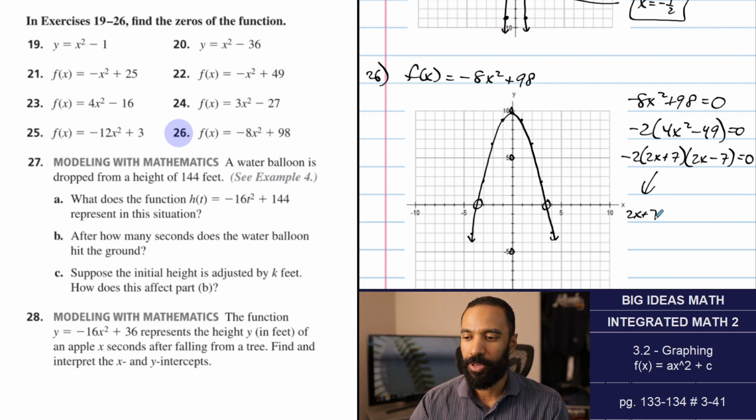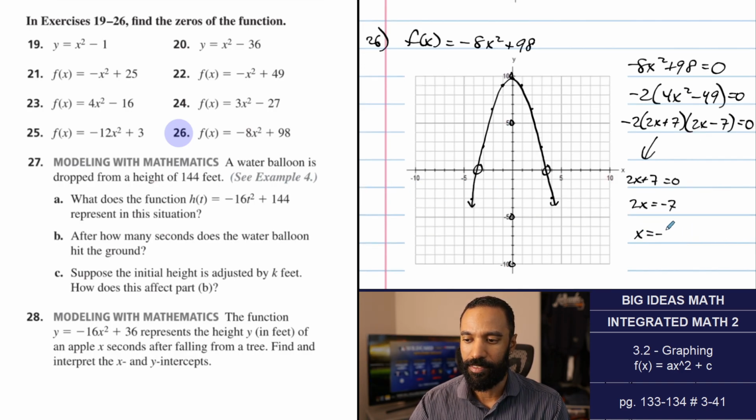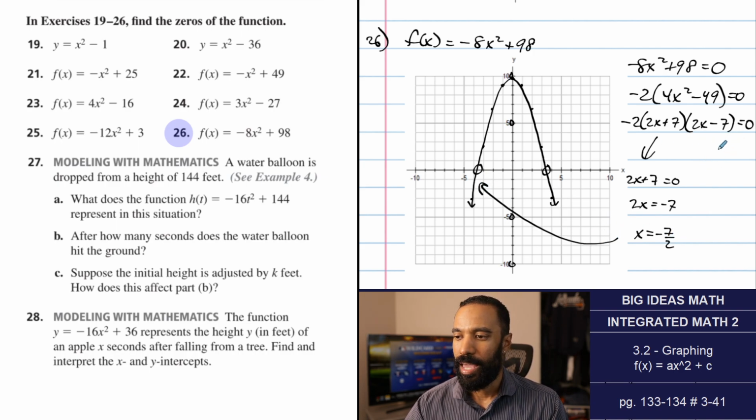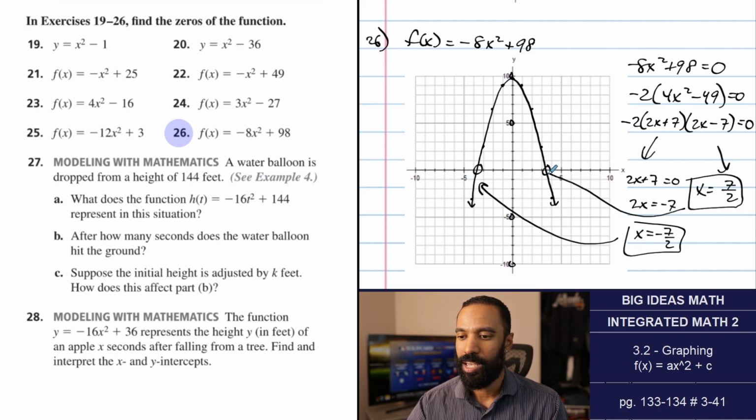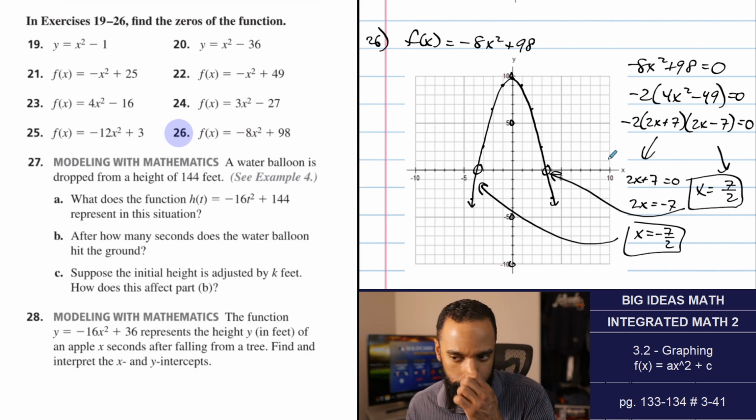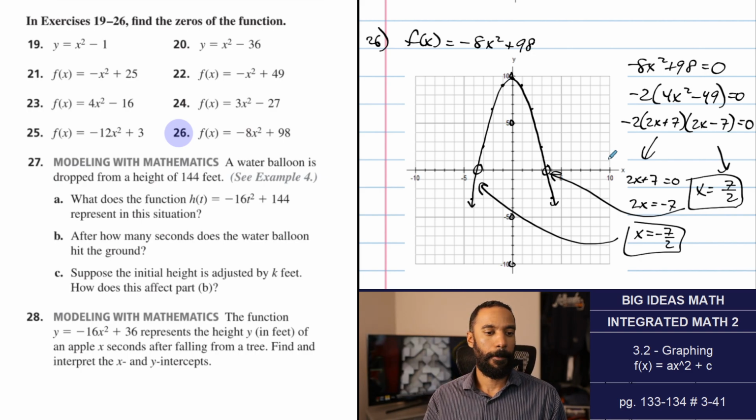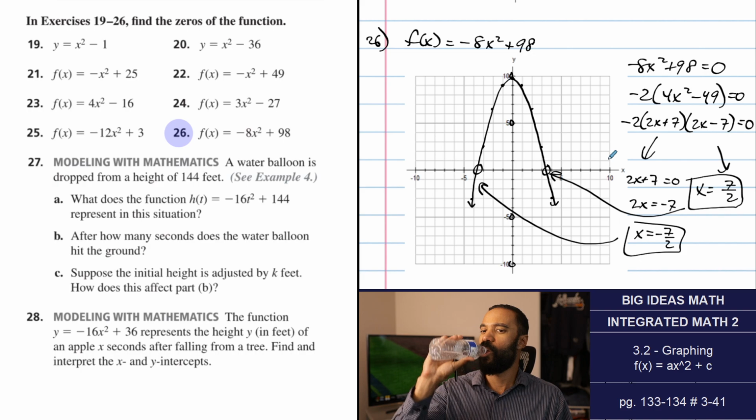So 2x plus 7 equals 0. You subtract 7, and you divide by 2. You get x equals negative 7 halves. That is negative 3 and 1 half. So that's that guy. And then this guy's x equals positive 7 halves for the same reason as the previous problem there. So those are the answers. So it does hit 3.5, negative 3.5. I could have tried to plug it in and see if that's what would work. I'm not using a calculator, and that's it.